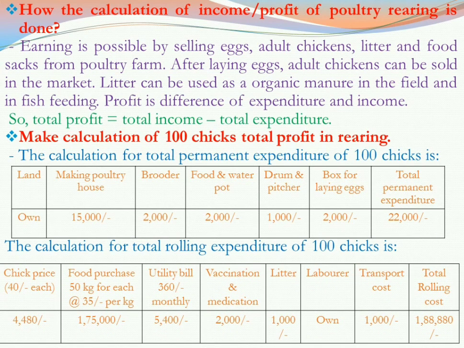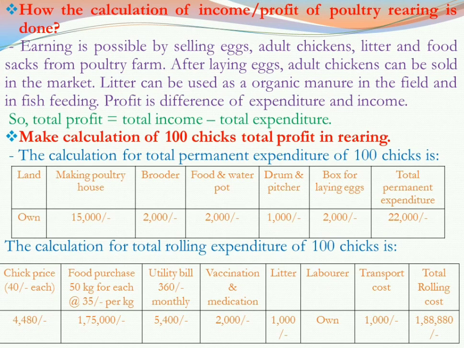If we take one chick price 40, then in total we have to buy 112 chicks, and the total cost is 4,480. Food purchase is 50 kg for each for 18 months actually, and the cost of 1 kg is 35 taka. So this total cost is 1,75,000 taka. Utility bill, if we take 360 per month, then it should be 5,400.